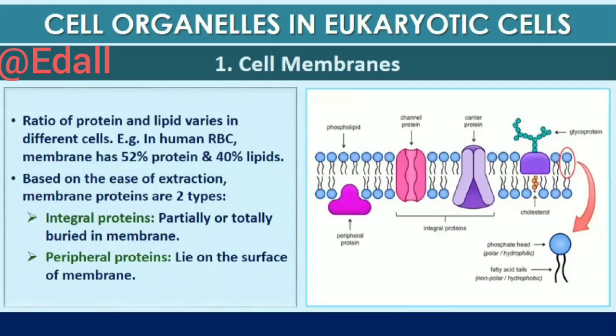The ratio of protein and lipid varies considerably in different cell types. In human beings, the membrane of the erythrocyte has approximately 52% protein and 40% lipids. Depending on the ease of extraction, membrane proteins can be classified as integral or peripheral. Peripheral proteins lie on the surface of the membrane, while the integral proteins are partially or totally buried in the membrane.